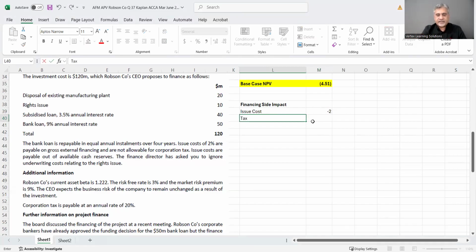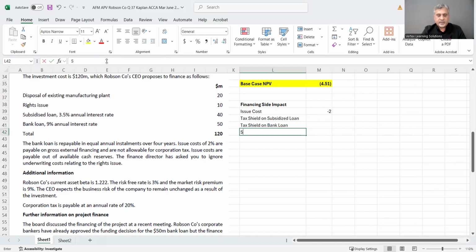I'll get tax shield. You can call it tax benefit, tax shield on subsidized loan. Then you get tax shield on bank loan, and then you call it subsidy benefit. Now, what are the three types you will have usually? Tax shield on subsidy loan.